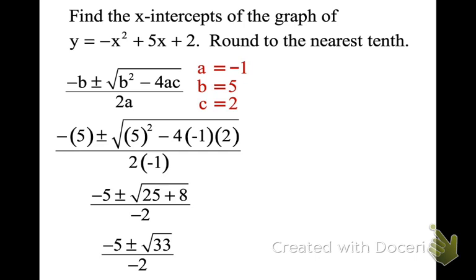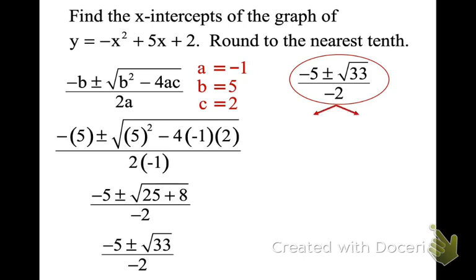And they're asking us to round to the nearest tenth. So I'm going to take the square root of 33. When I find the square root of 33, it's going to be less than 6. So I would say 5.7, 5.8. 5.7 was a good guess. It's 5.74. So negative 5 plus or minus 5.7 over negative 2. And then I've got negative 5 plus 5.7 divided by negative 2.